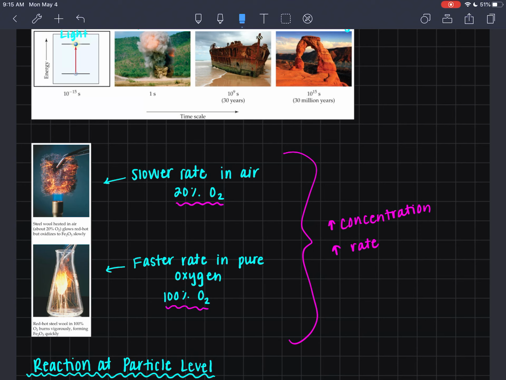It takes minutes to complete the reaction. Whereas if we were to take that same steel wool and put it in a 100% oxygen environment, it would burn at a much faster rate, and we would see this with a much brighter glow and a shorter amount of time spent burning to complete the reaction. So increasing concentration, obviously, is increasing the rate.